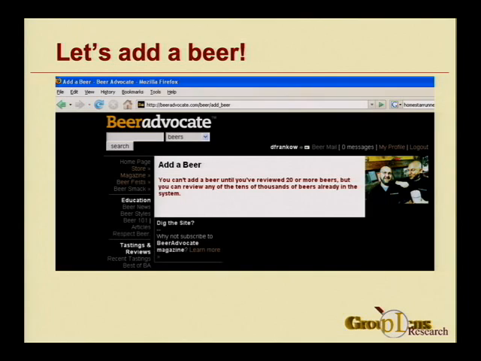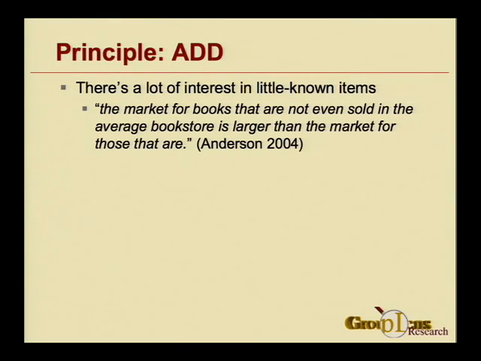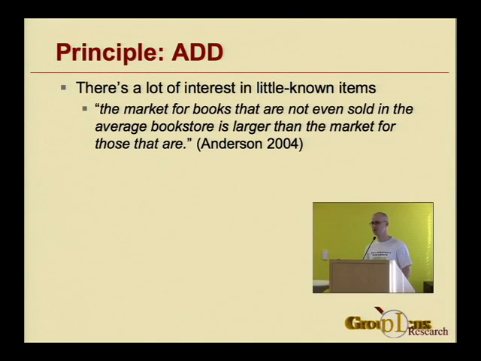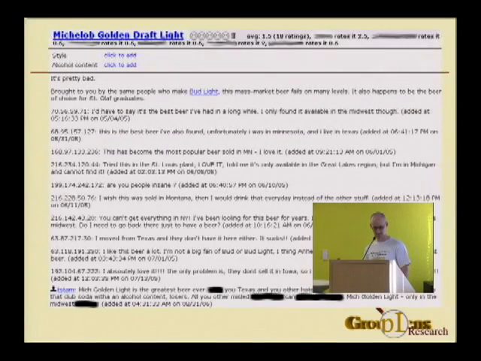So suppose we found some beers we like, and our beer lover wishes to add his favorite microbrew at the pub down on the corner. Well, at Beer Advocate, you can't add a beer until you've reviewed at least 20. But Chris Anderson, who wrote a book called The Long Tail, says the market for books that are not even sold in the average bookstore is larger than the market for those that are. So there's a lot of interest in these microbrews.